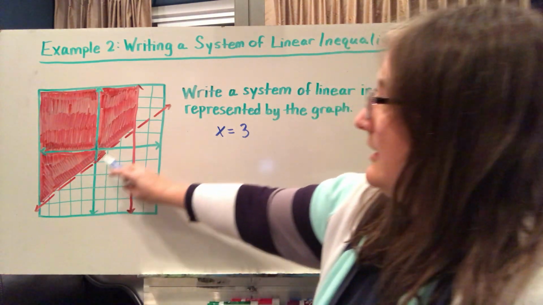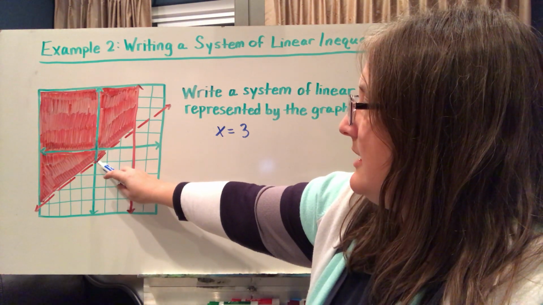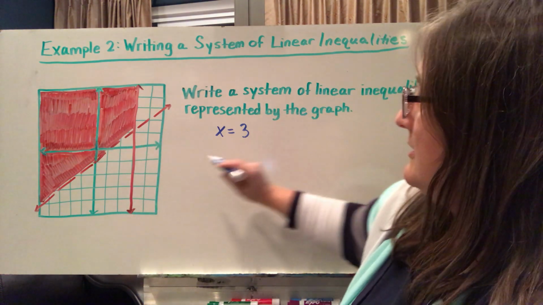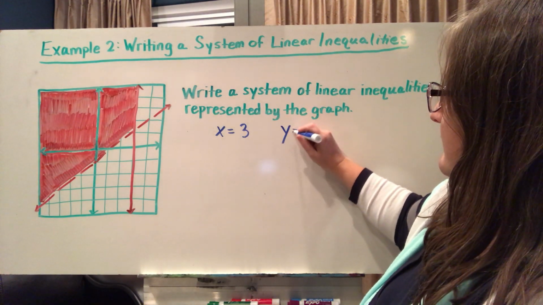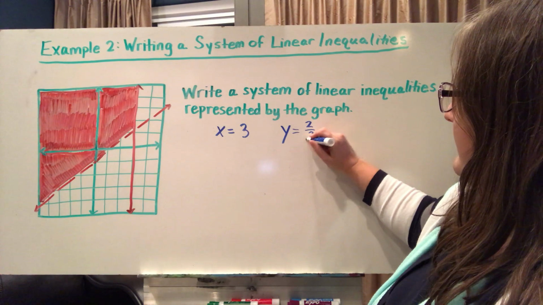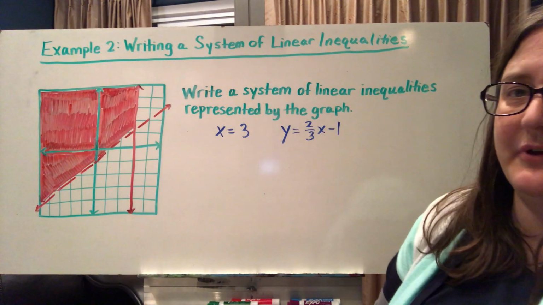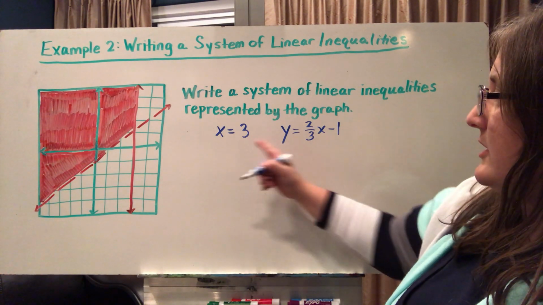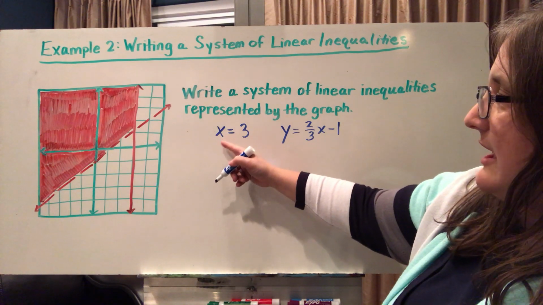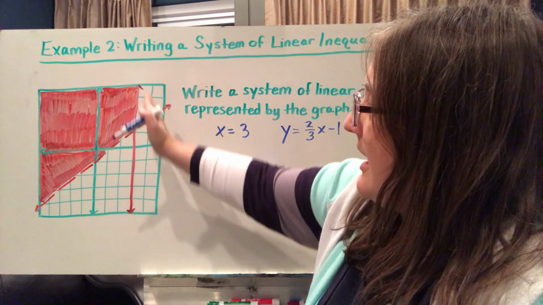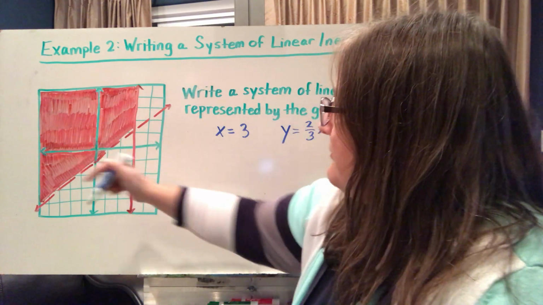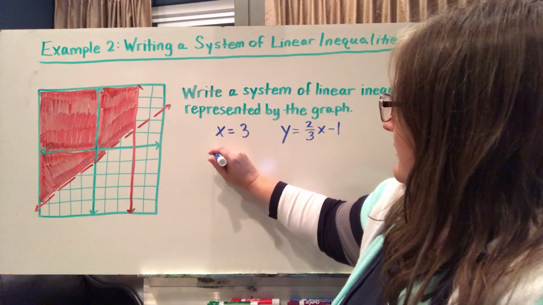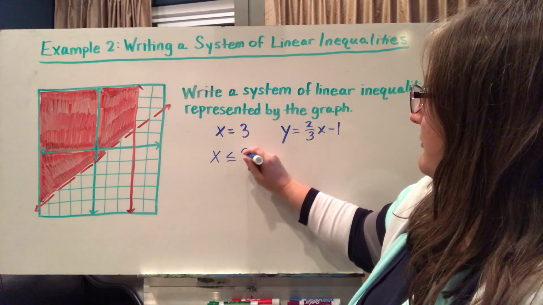And then I've got this diagonal line here that has a y-intercept of -1, and it looks like it has a slope here where it's going up 2 and over 3. So I'm going to have a slope of 2/3 and a y-intercept of -1. So now I have to figure out which inequality signs go here in these two equations. So if I look at the x equals 3 line, everything that is shaded is less than 3. And this line is solid, so I know it's going to be less than or equal to. So x is less than or equal to 3.